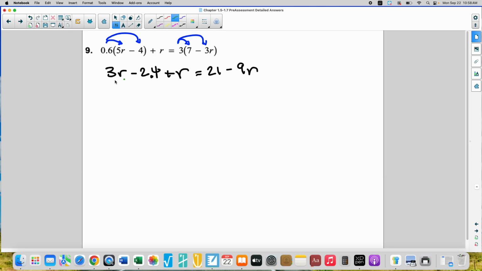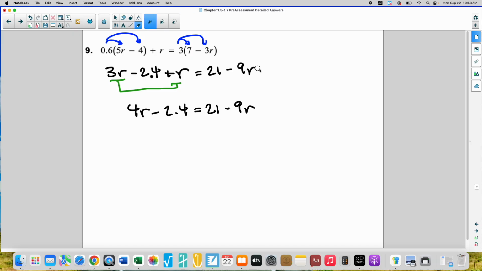Now I have like terms on the same side. I'm not moving things yet. I have to simplify first. So 3r and positive r gives me 4r minus 2.4 equals 21 minus 9r. That's an r. Looks like an n, but it's an r.